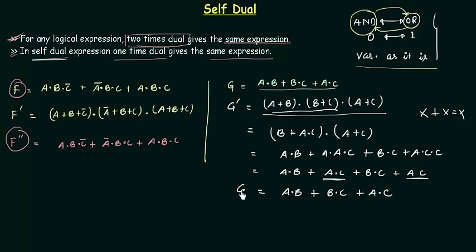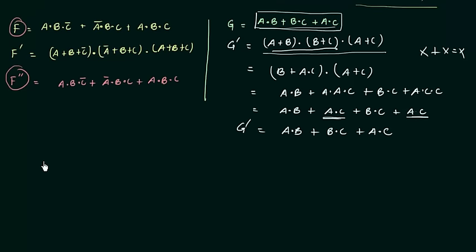Now you can see G prime is equal to G. A and B, A and B, B and C, B and C, A and C, A and C. So we have taken the dual only once and we have the same expression. So this is what we call a self-dual expression and it is a very important topic. Sometimes you may have questions in your exam. Now there is one trick that I am going to share with you. This is a very important trick.